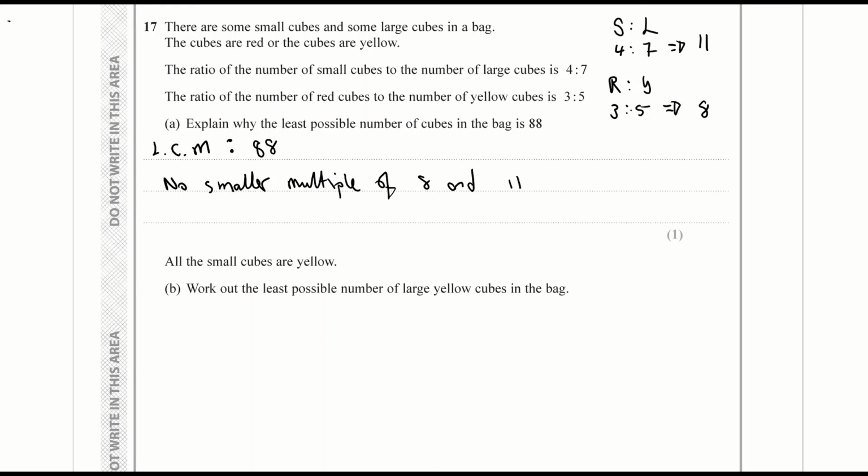So let's write down what we know again. So we have our small is to large, and I have that to be 4:7. I have my red is to yellow, and I have 3:5. So I'm just going to extend these now using the information that I now have 88 cubes in the bag. So here, 4 and 7 is 11. So to get to 88, I needed to multiply here by an 8. So this is just my little bit of rough work here.